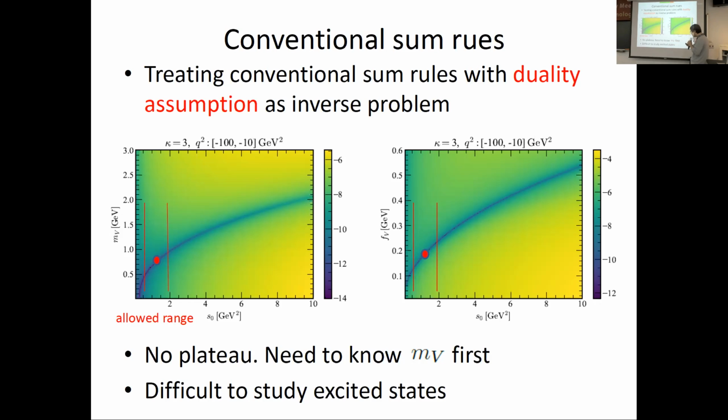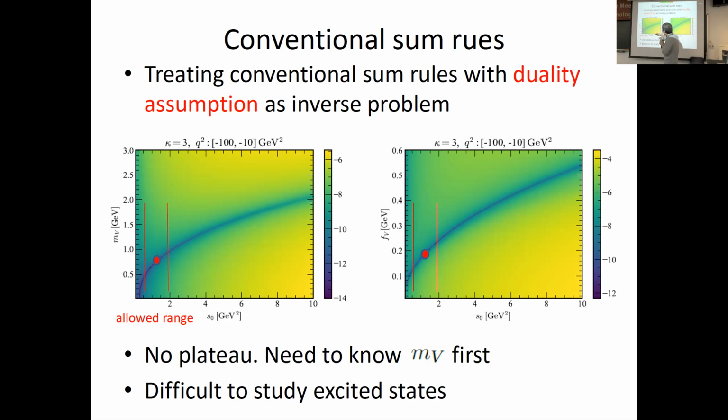Maybe you are also curious if we should treat the conventional sum rules as an inverse problem. In a conventional sum rule, there's no lambda, but there is a scale called S0. S0 is located between the ground state and the first excited state. So you can see that the conventional sum rule has a very strict assumption. Within the interval allowed for S0, you don't see a plateau.